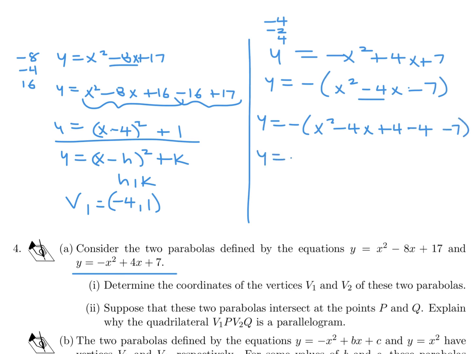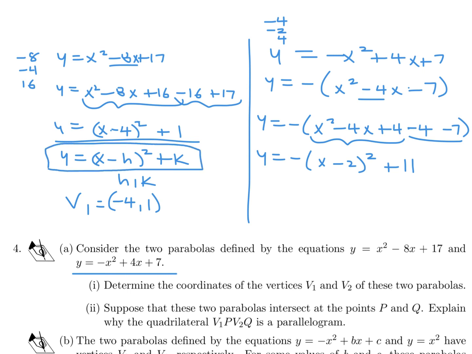And then this guy, right, these three terms factor very nicely. I believe it's x minus 2 all squared, and then these guys would be minus 11, but when you kick it out of the bracket, it becomes plus 11. So again, we got it in this form, and therefore the (h, k) in this case is (2, 11), yeah, 2, 11. So that is my V2.